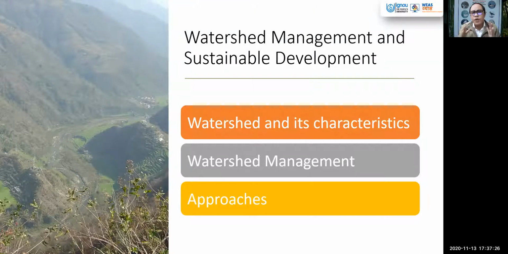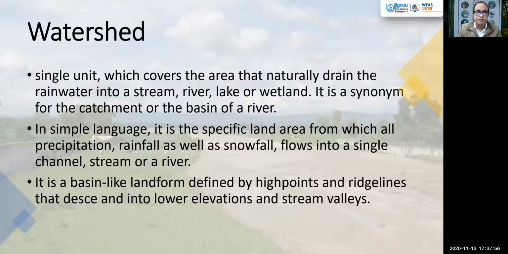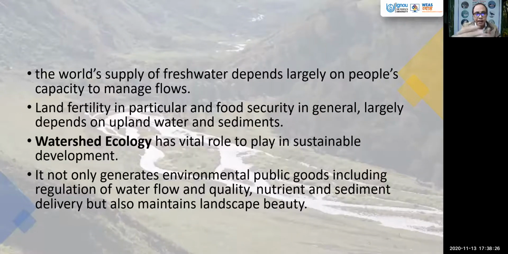So as I mentioned, we need to understand landscape ecology and follow its principles in natural resource management. Another way of understanding landscape ecology is to understand watershed management. Here we are going to talk about the watershed and its characteristics, what watershed management is, and what the approaches are, which we will have a quick look into. As you know, a watershed is a single unit that covers the area that naturally drains rainwater into a stream, river, lake, or wetland. It is a synonym for a catchment or river basin. It is a basin-like landform defined by high points and ridge lines, descending into lower elevations and stream valleys. This is a watershed.